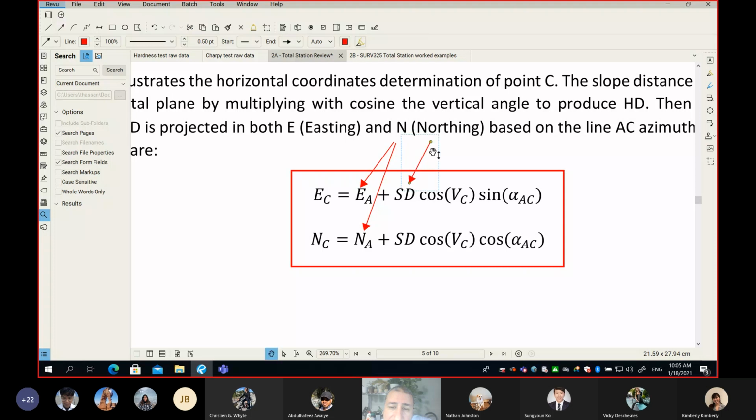While the SD and the V, those two numbers, can be totally measured by the total station. The last one is the mystery: the azimuth of the line AC.